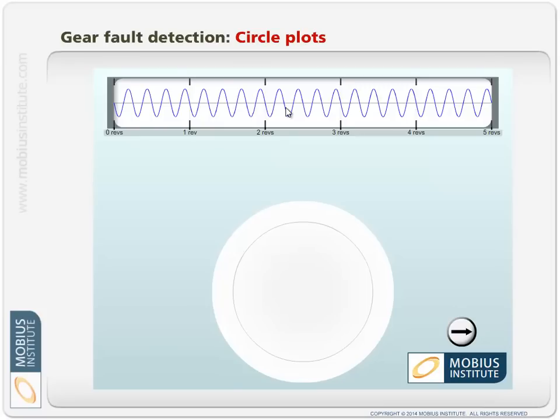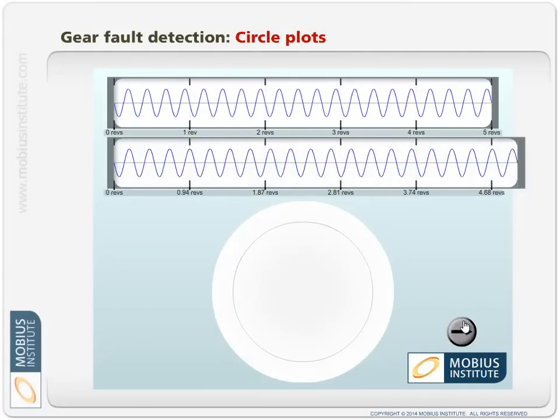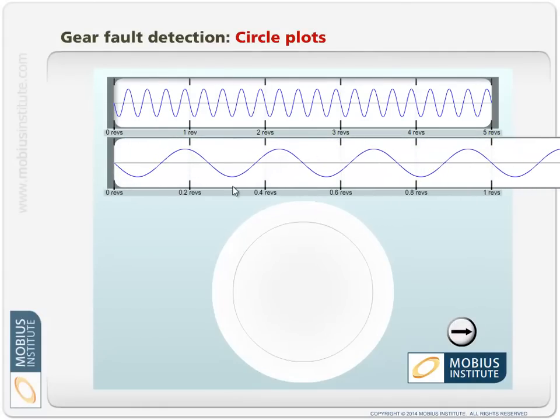But remember, when we look at a time waveform, what we're interested in here is what's happening as the shaft turns. The shaft is round, so wouldn't it be cool to display that time waveform in a circular format so that we can really relate what happens as the shaft turns? Well, that's what a circle plot does. So if I just expand and say what happened per revolution, 1, 2, 3, 4, just as I said, let's wrap that around a circle.